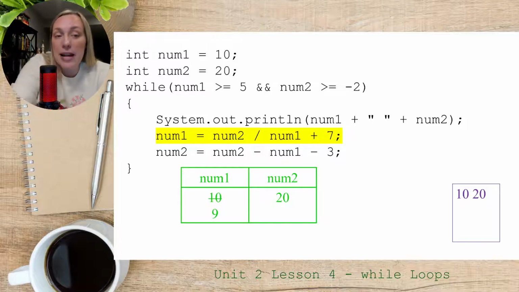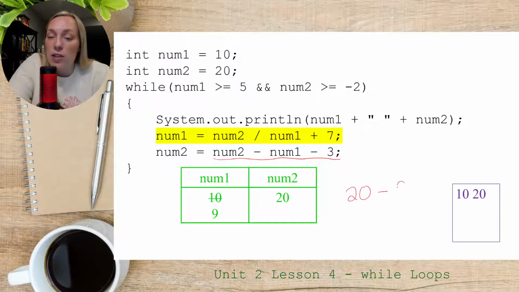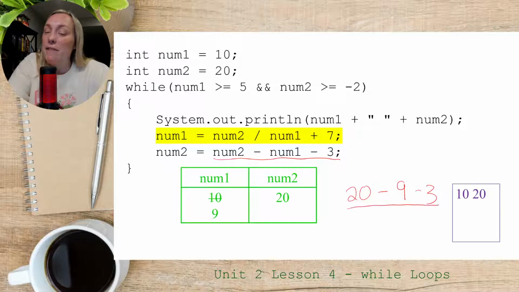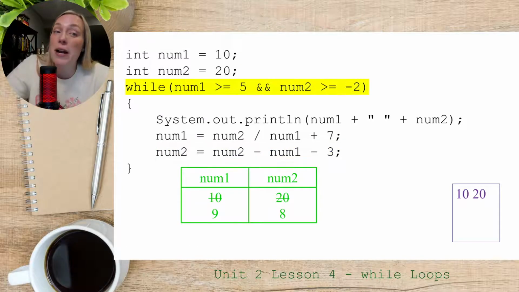Okay. My next line, num2 minus num1 minus 3. Num2 is currently 20. Num1 is currently 9. And the last is just 3. So I do this in order from left to right. So 20 minus 9 is 11. And then 11 minus 3 is 8. So num2 is going to be 8. Okay. Now I've reached the end, and then I'm going to go back up and check.